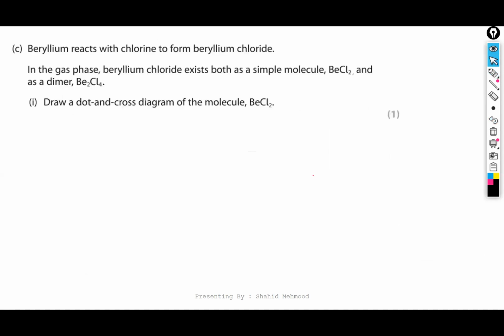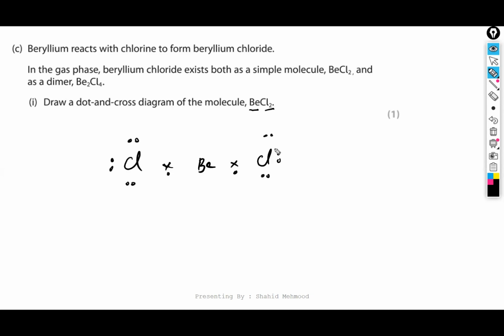The next is beryllium reacts with chlorine to form beryllium chloride. In the gas phase, beryllium chloride exists both as a simple molecule BeCl2 and as a dimer Be2Cl4. Draw a dot and cross diagram of the molecule BeCl2. From the periodic table, it is very clear that beryllium is in group 2 while chlorine is in group 7. So first of all, we will draw beryllium, and it has only 2 electrons which are unpaired. Then chlorine has 7, so 1, 2, 3, 4. The other side 1, 2, 3, 4, 5, 6, and 7.